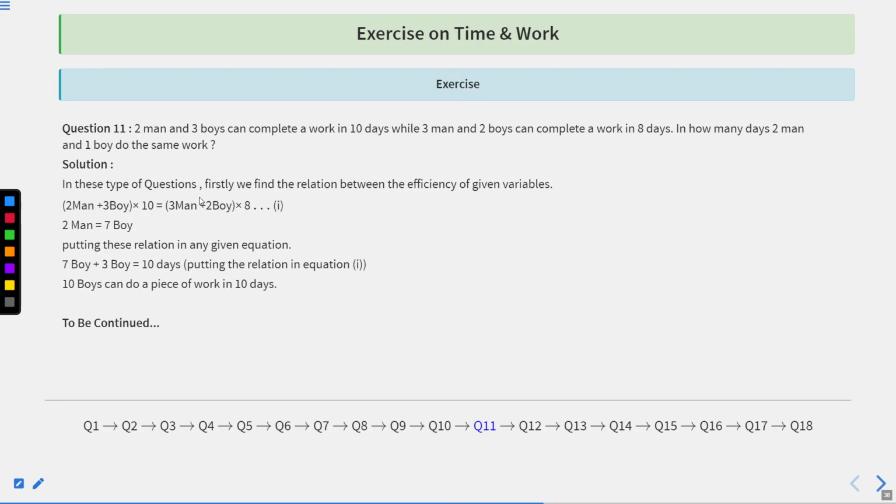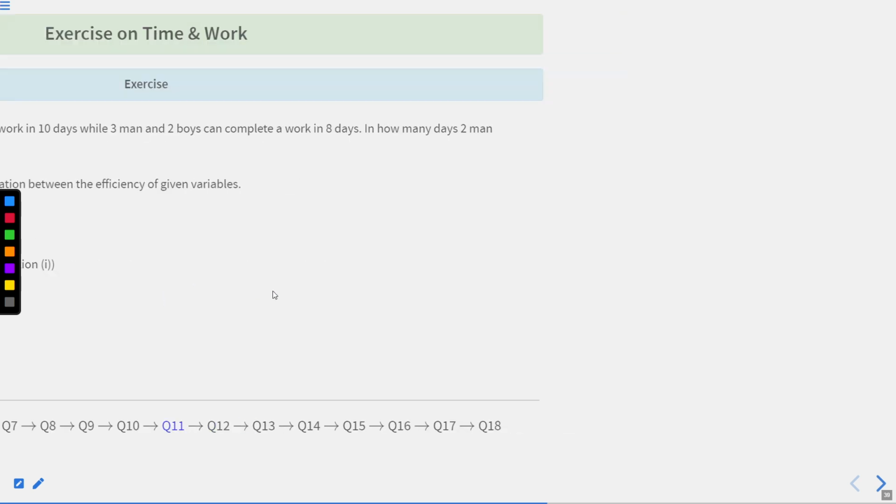So in these types of questions, firstly we find the relation between the efficiency of the given variables. 2 men plus 3 boys times 10 is equal to 3 men plus 2 boys times 8. That is equation number 1. So 2 men equal to 7 boys. Putting this relation in the given equation, 7 boys plus 3 boys equal to 10 days. So 10 boys can do a piece of work in 10 days.